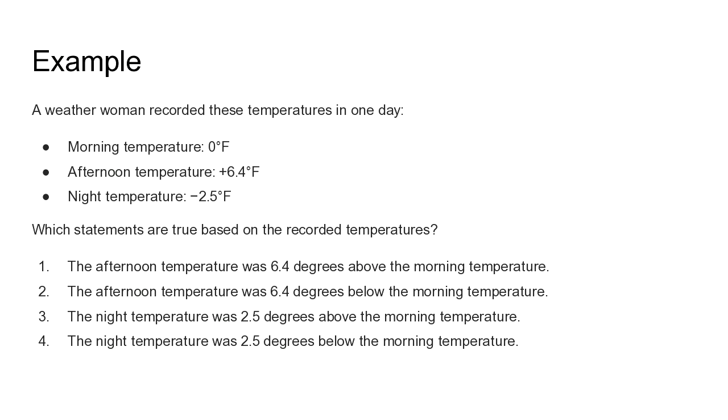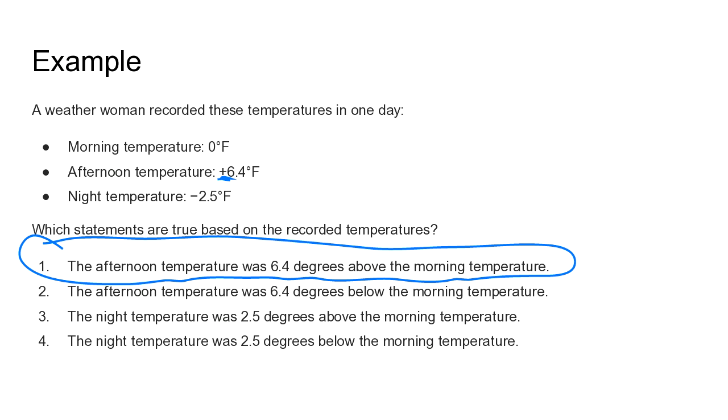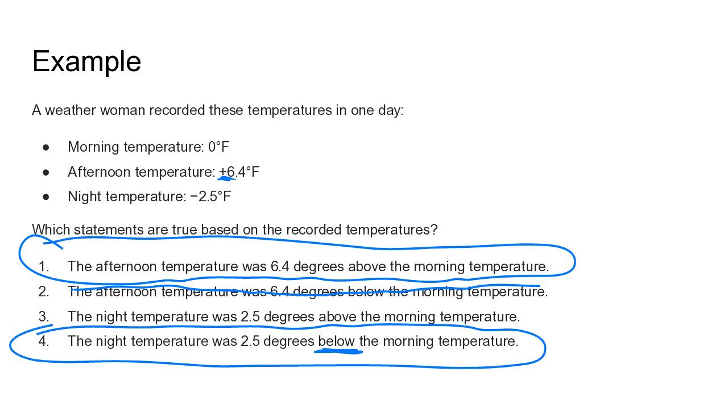There we go. I see a lot of ones and fours. Very good. So that is correct. One is correct. The afternoon temperature was 6.4 degrees above the morning temperature because we see a plus there. The afternoon temperature was not 6 degrees below. The night temperature was 2.5 degrees below the morning temperature. So we're going to pick number four for our second correct answer because it was not above the morning temperature, it was below.